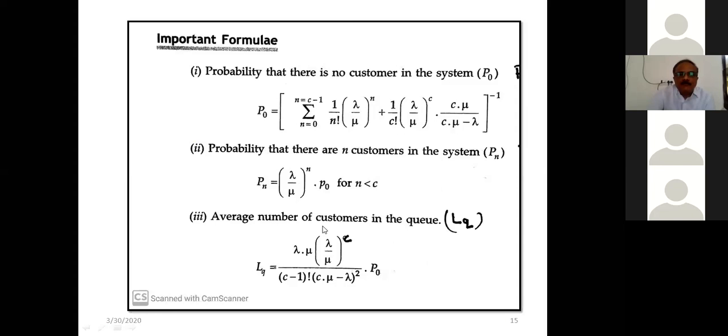The next measure is the average number of customers in the queue. It is given by lambda into (lambda by mu) to the power c upon (c minus 1) factorial into (c mu minus lambda) whole square into P0.